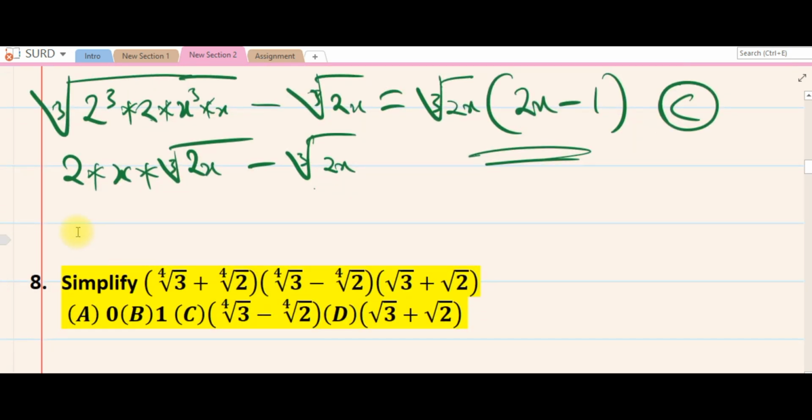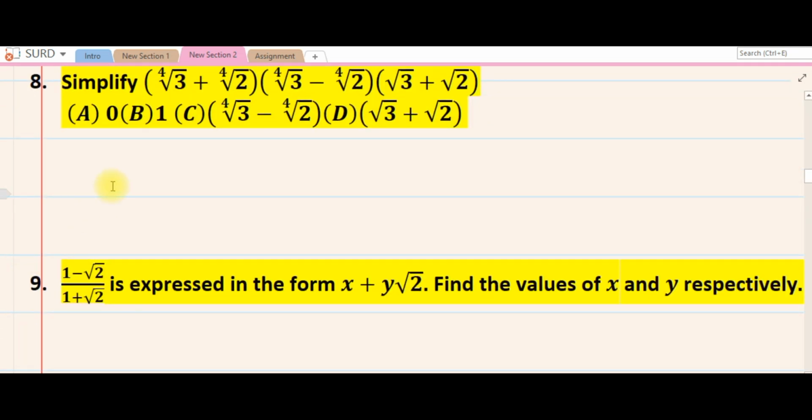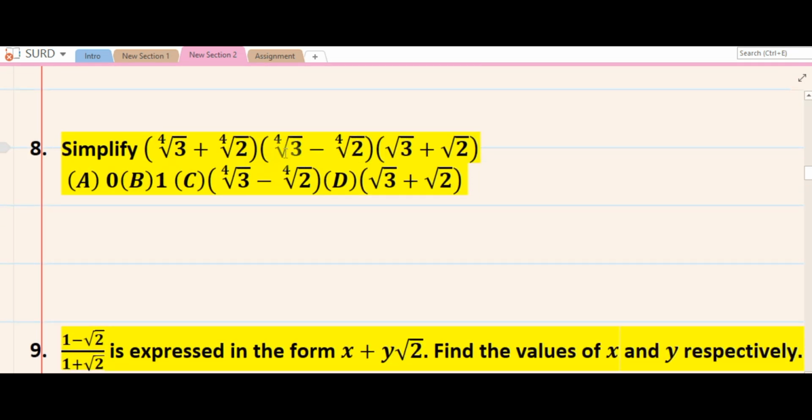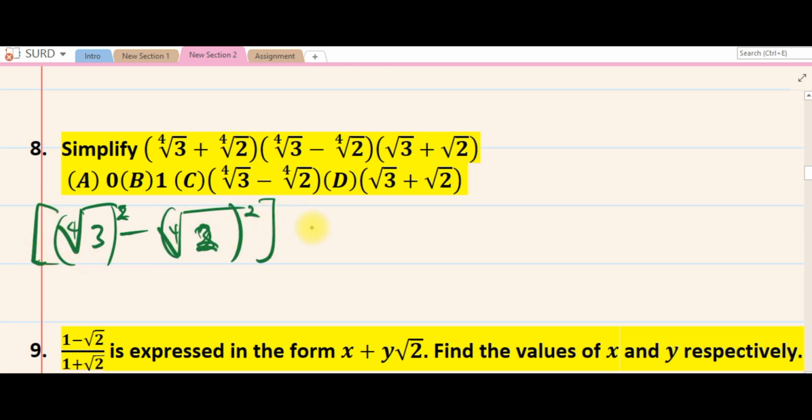So the next question, we're asked to simplify that. Looking at that, it seems we use difference of two squares because whatever is here is here. So I will write the first two brackets as root 4, 3 squared minus cube root of that 2 squared. So this is my first two brackets, while the second bracket is this.